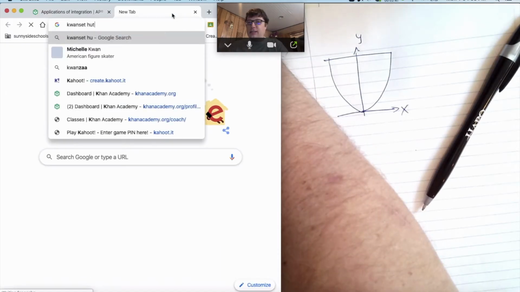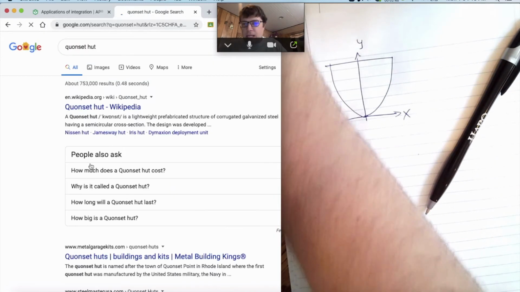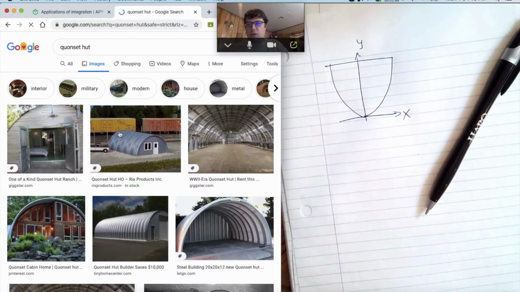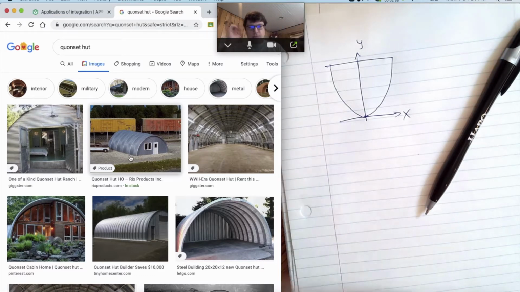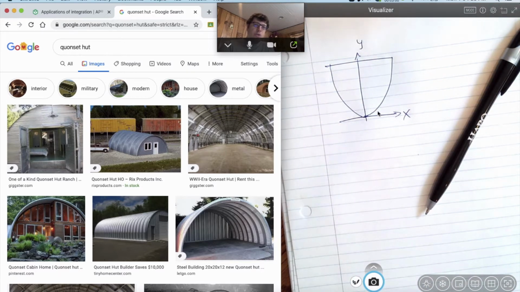Quonset hut. That's not how to say it. Oh, it's that way. Quonset hut. It's looking something like this. It's made out of a semicircle, and this is a Quonset hut. Someone decided to take a silo, cut it in half, and lay it on the ground. But the interesting thing over here on Visualizer on the notes is that one end tapers down to a tiny little point.